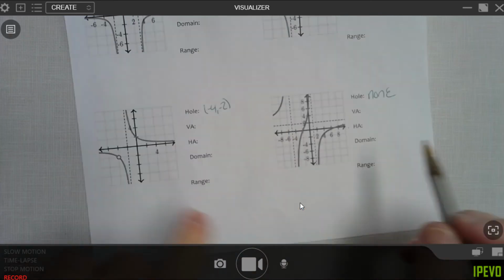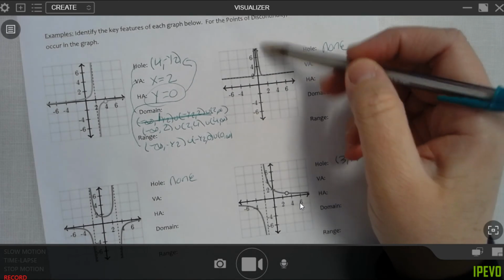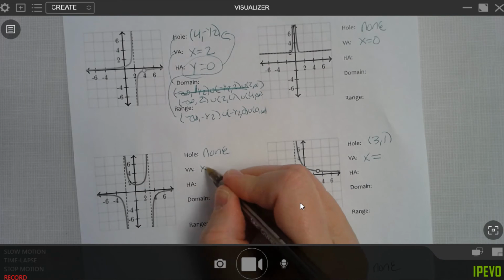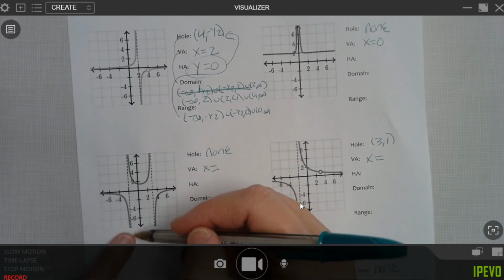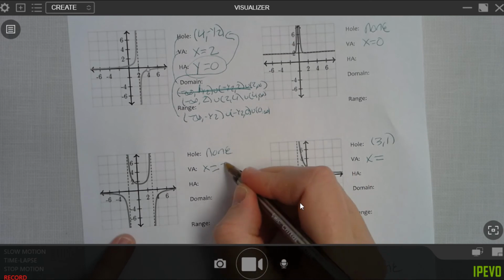Okay, let's do all my vertical asymptotes. Vertical asymptotes go up and down. So this looks like it does not approach the 0 line, so it's going to be x equals 0. Remember, these are all x equals. So this one has two numbers. It looks like it is at a negative 2 and a positive 3. So negative 2 and positive 3.